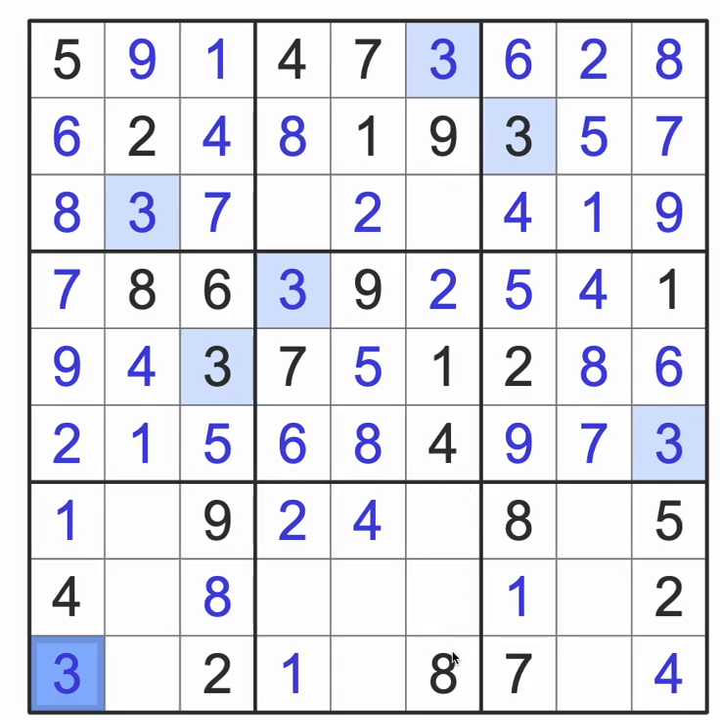And in box 8, 3 here blocks these. 3 in box 5 blocks this cell. 3 in box 7 blocks this cell. Gives me 3 here. 3 and 3 blocks these. Gives me 3 here.